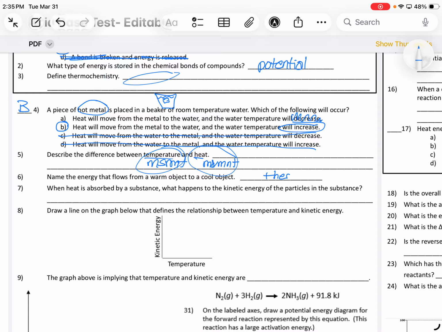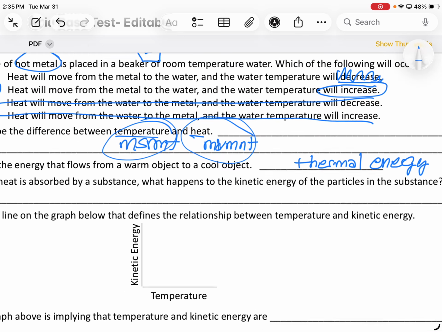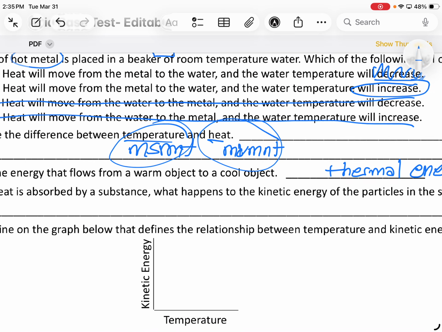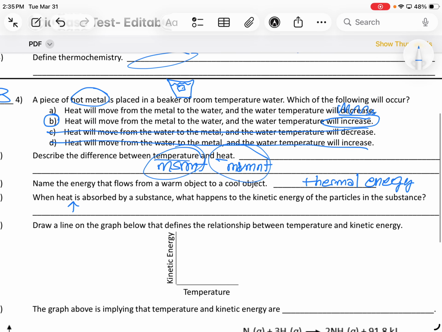Name the energy that flows from a warm object to a cool object. Again, that is just thermal energy, also known as heat. When heat is absorbed by a substance, what happens to the kinetic energy of the particles in the substance? Well, as we get a higher temperature, we get a higher kinetic energy. Increase the temperature, we increase the kinetic energy.